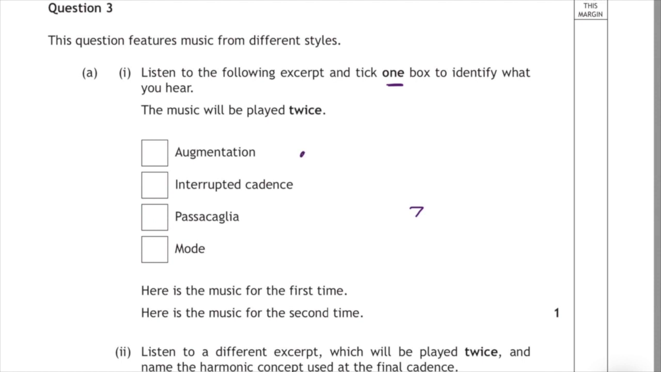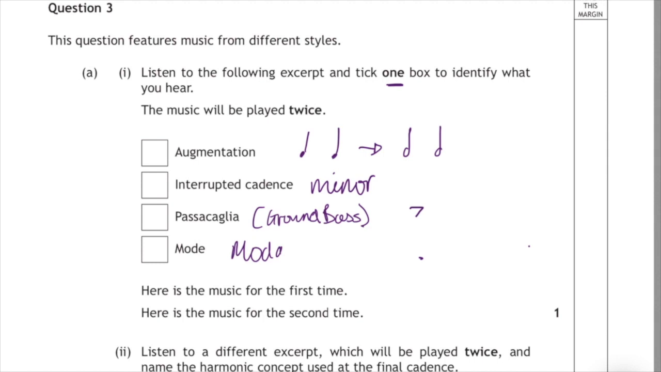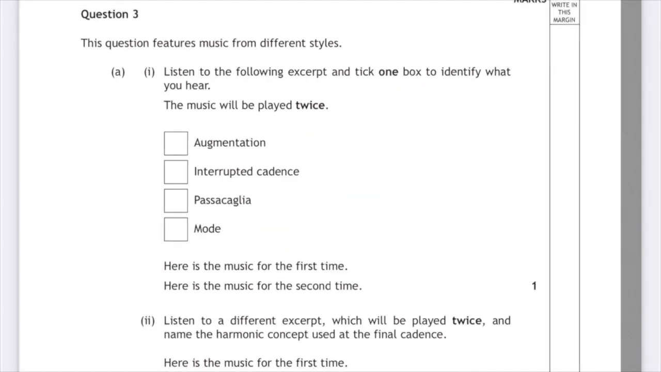Augmentation, we know, is when the notes are doubled, so it sounds like it's getting slower. Interrupted cadence, we know, finishes on a minor chord. Passacaglia are variations over a ground bass, so I would maybe be writing ground bass to remind myself. And mode obviously means that there is a mode used in it. Maybe I'm going to write modal to remind myself that it's going to sound not major or not minor. Maybe I'll pop that in brackets just to remind me as I listen.